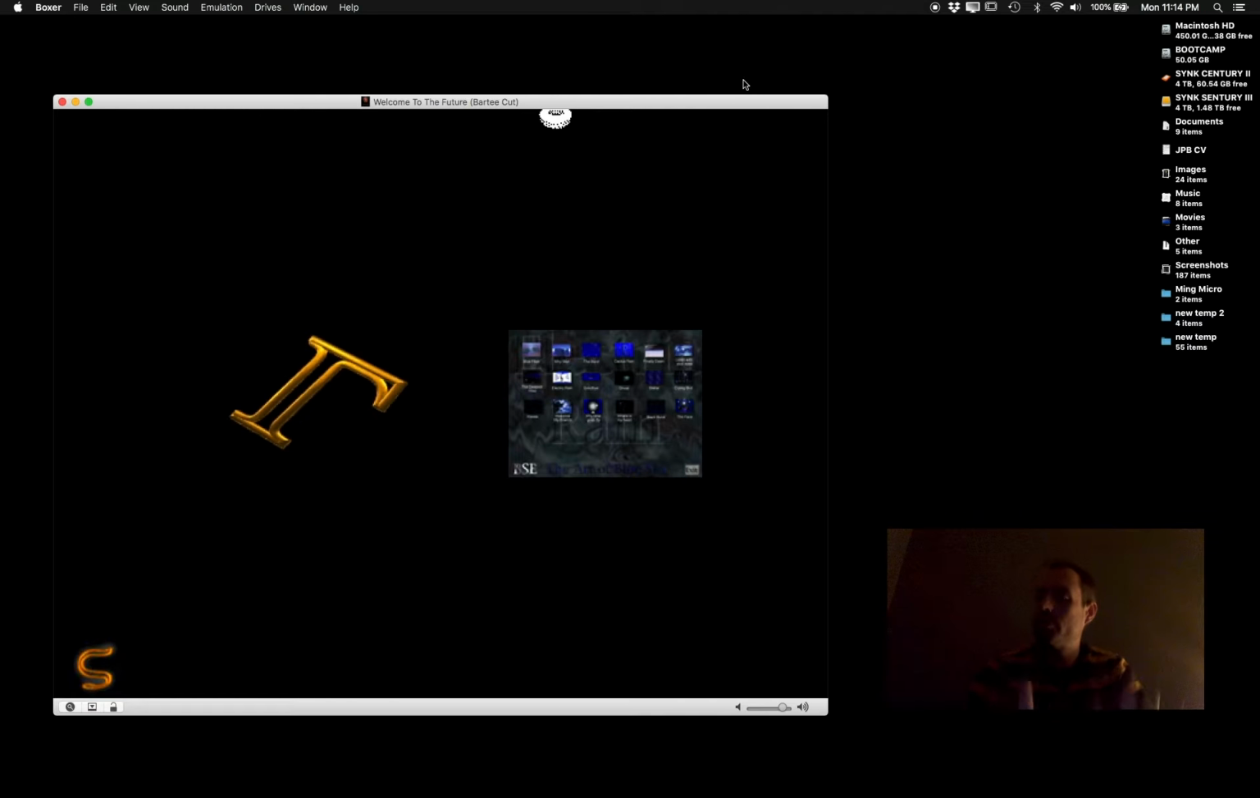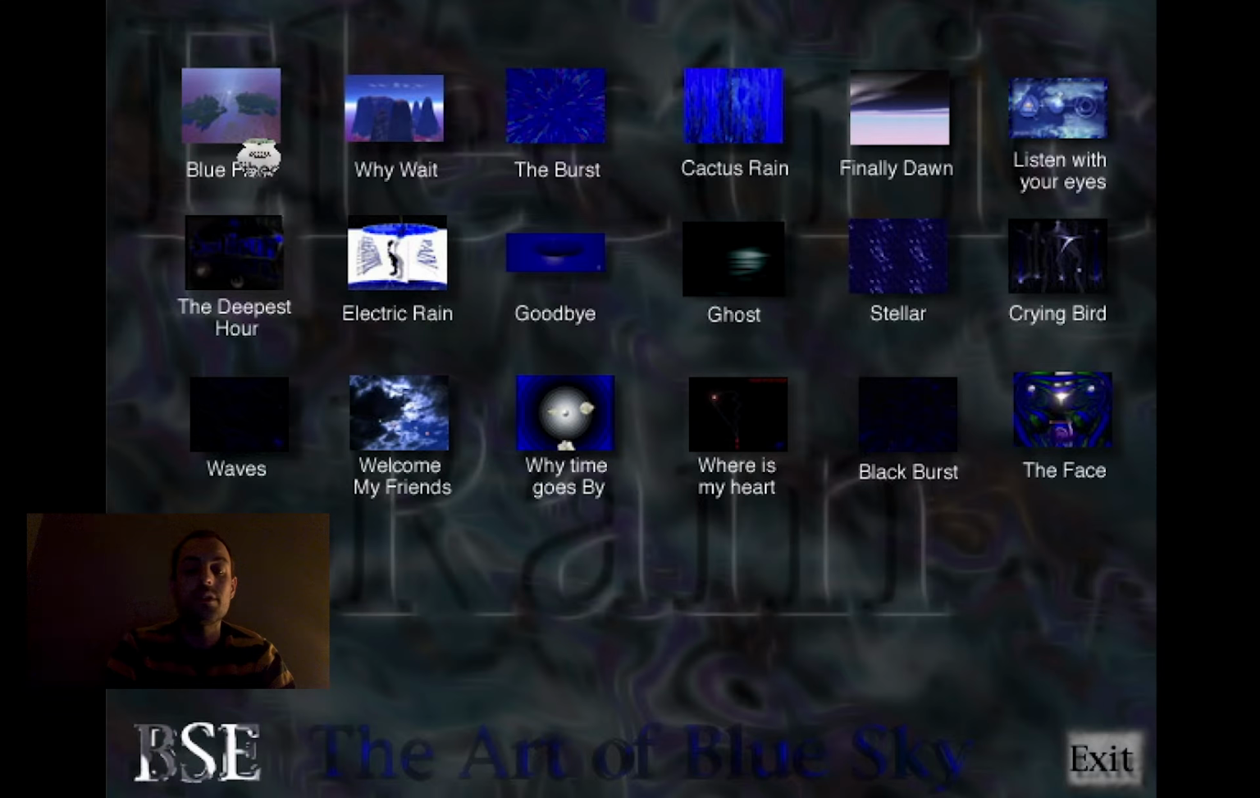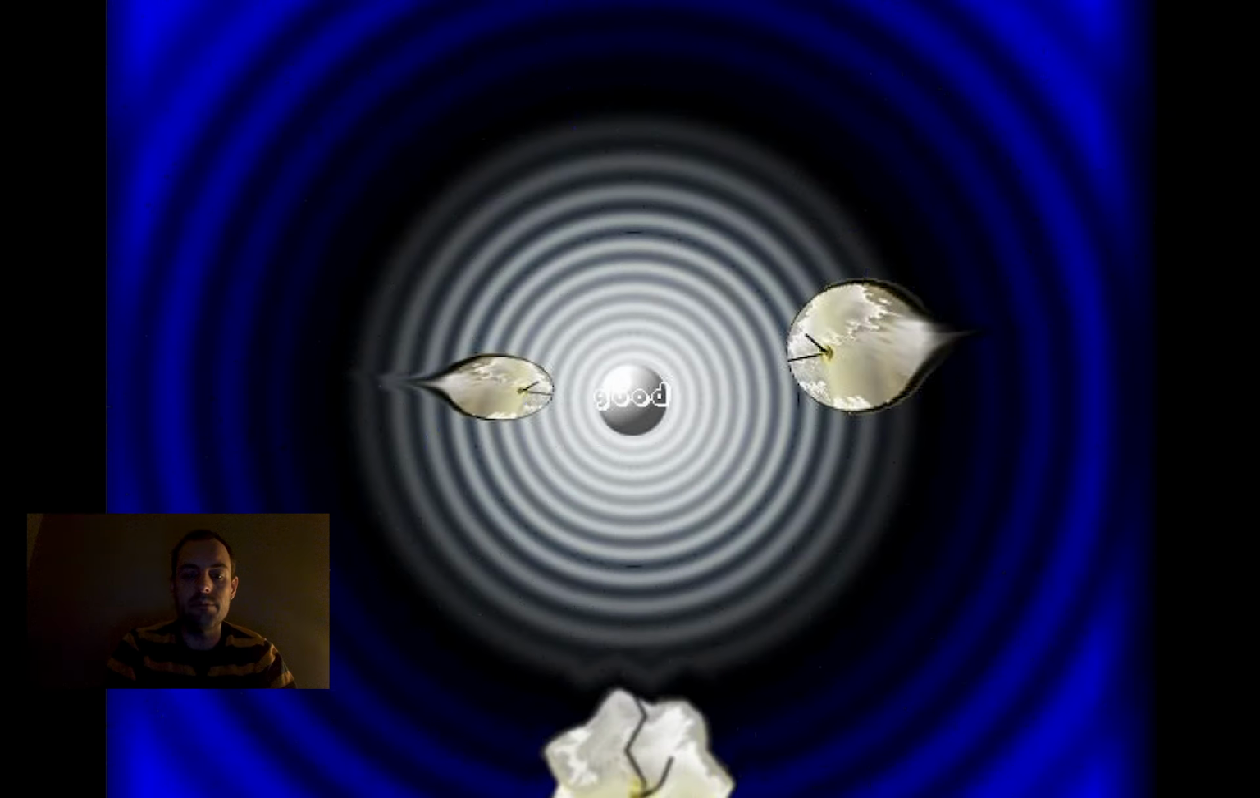So, that was a really short one. There's one later that's quite a bit longer and runs through several songs. So we gained another piece of the voyage, and then we can also go in and look at any of the images and see their titles as well. For instance, this one is called Why Time Goes By. In the middle it says good. I love that one.